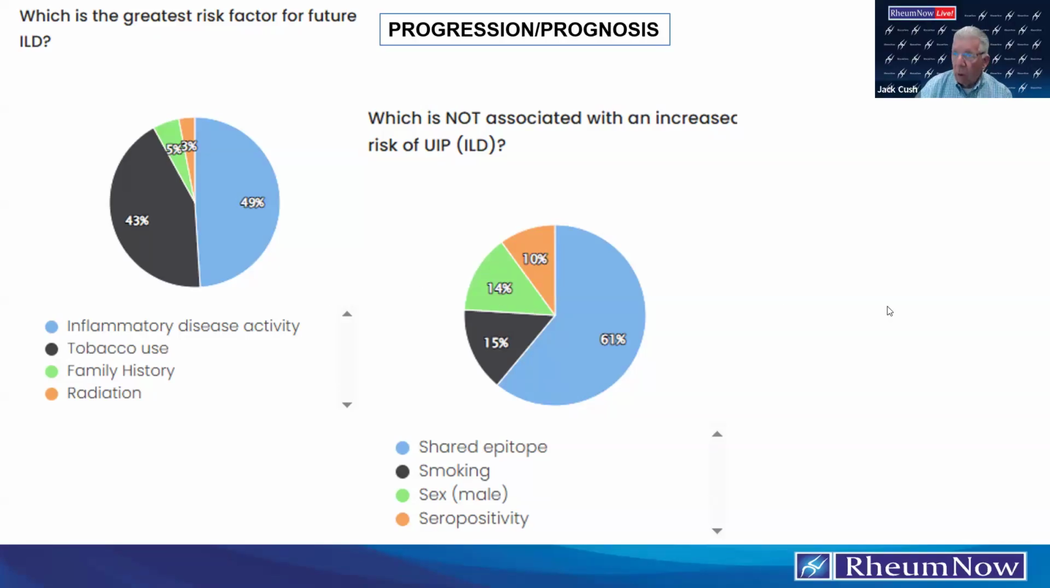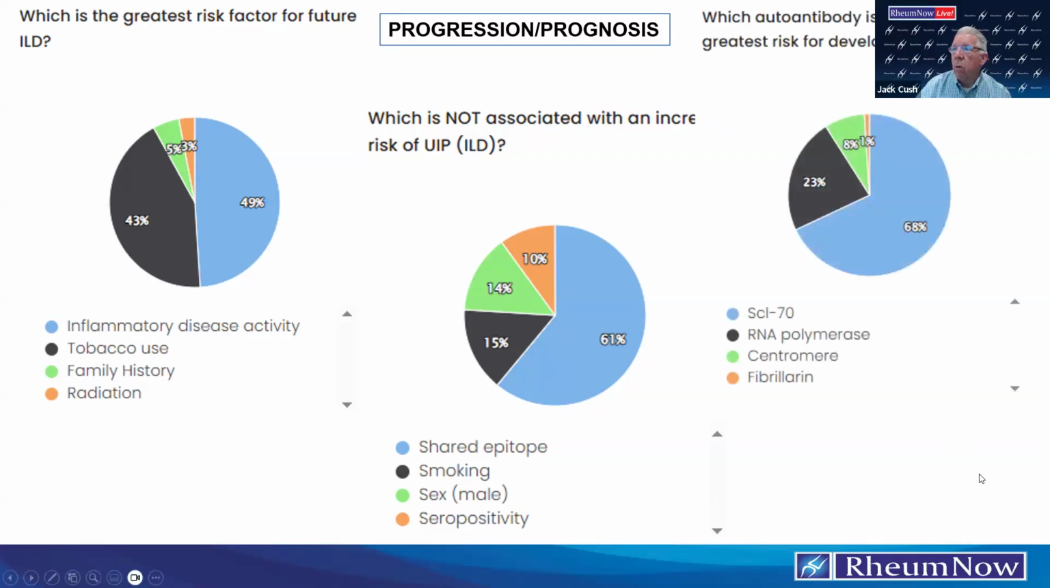Okay. One more question. Which antibody is associated with the greater risk of developing scleroderma or systemic sclerosis associated ILD? Dr. Bernstein, the audience thought it was SCL70 two-thirds of the time, and RNA polymerase 3 in 23%, less so for fibrillarin and centromere. Did they get it right?